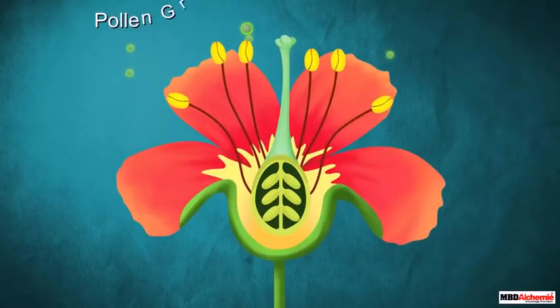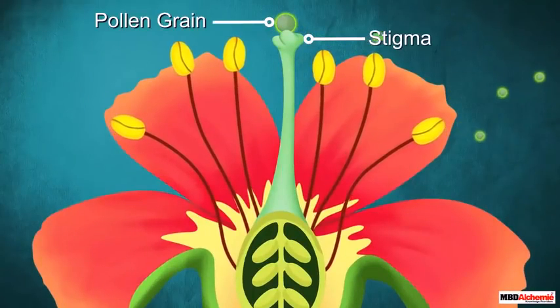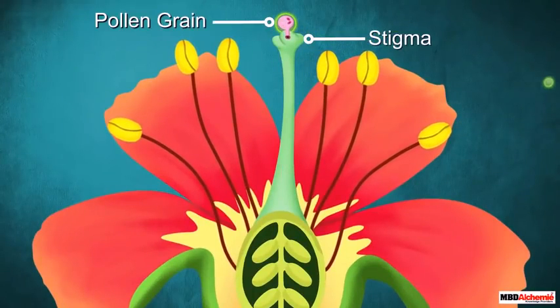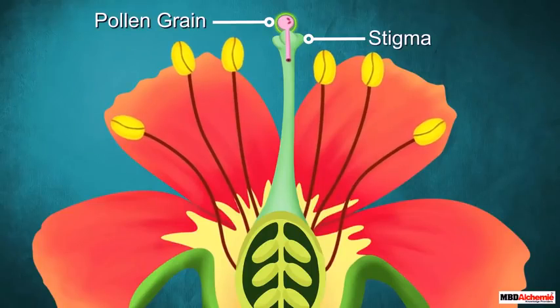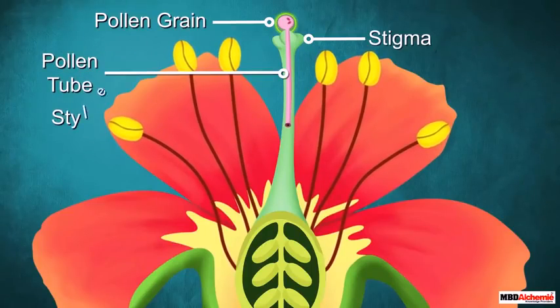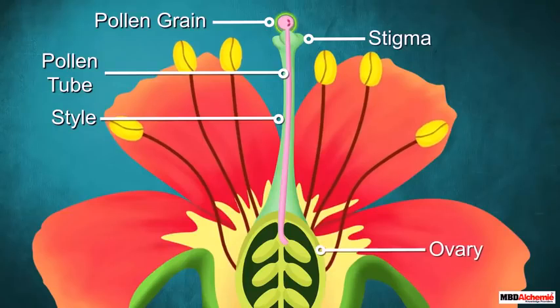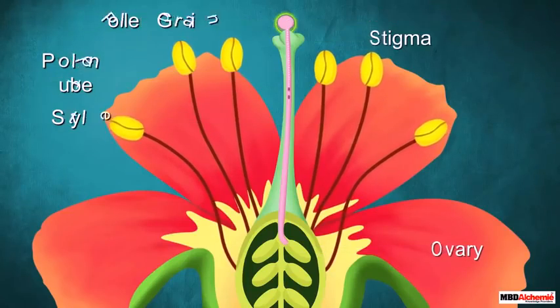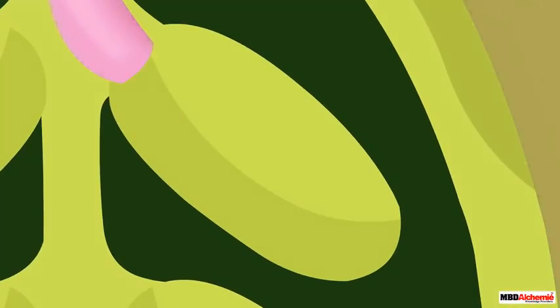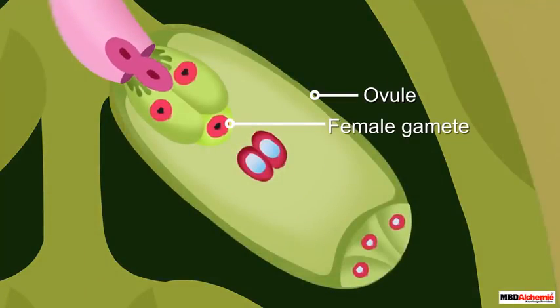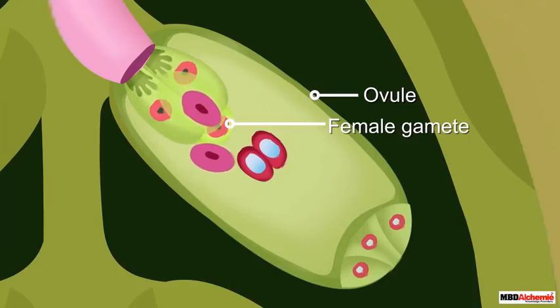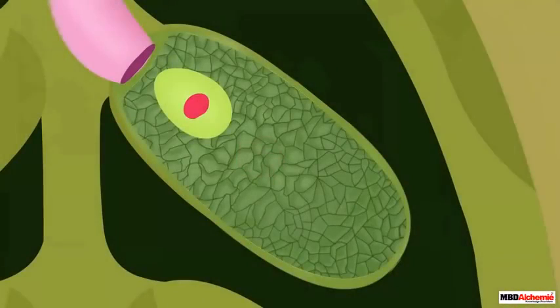Once a pollen grain reaches the stigma of a suitable flower, a tube grows from the pollen grain. This tube travels through the style and reaches the ovary. The male gamete from the pollen travels in this tube and reaches the female gamete present in the ovule of the ovary. After that, the male and the female gamete fuse together to form the zygote. This process of fusion of male and female gametes is called fertilization.